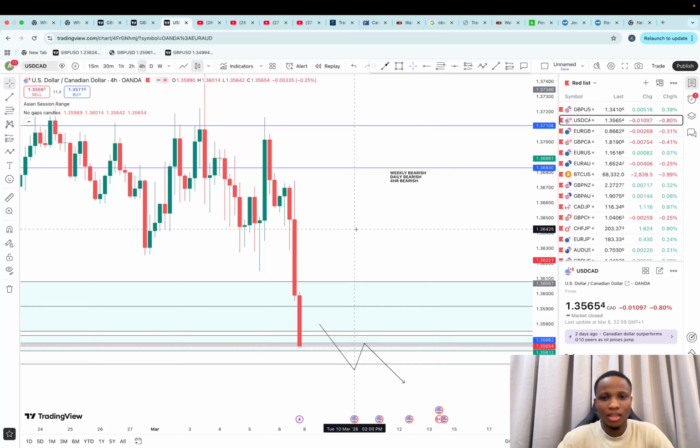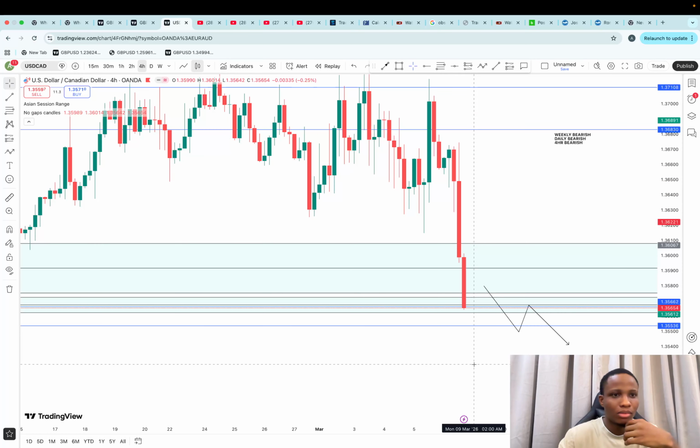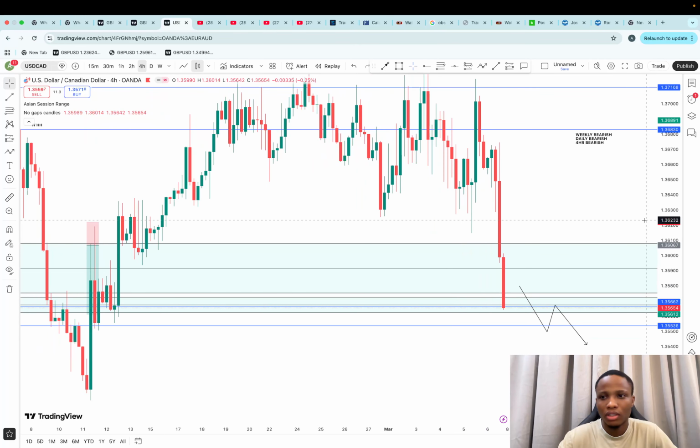Happy New Week. Currently it's 4:23 p.m. here in Lagos, Nigeria. We're still on March 8th, Sunday. So happy Sunday, happy New Week. This new week, I've successfully analyzed five markets: one, two, three, four, five. Five markets that I'm interested in this week. We are having a very interesting week.